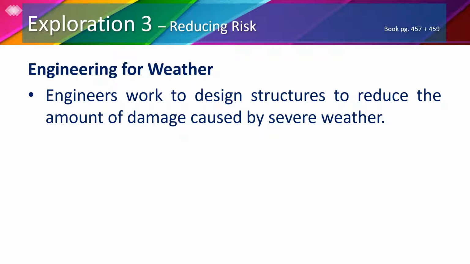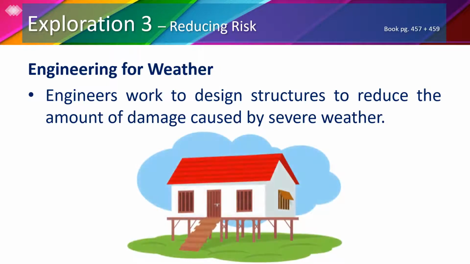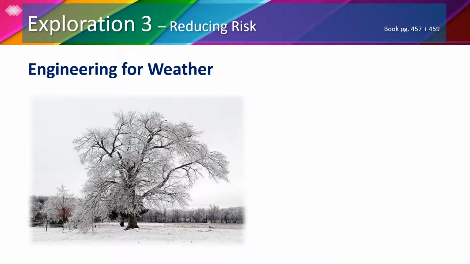For example, to stop water from coming into a building in a hurricane, walls on the first level can be made of brick or stone that will hold up to flood waters. In your book's page 457, we notice two pictures. The first one is of a bare tree covered with ice.